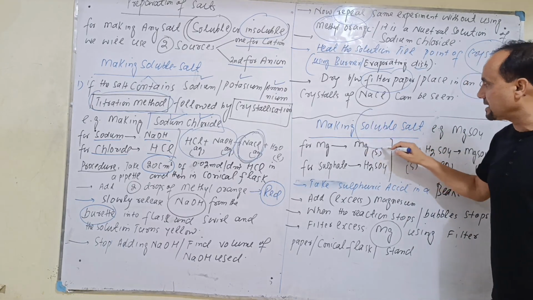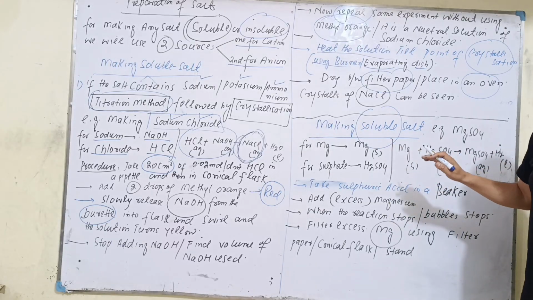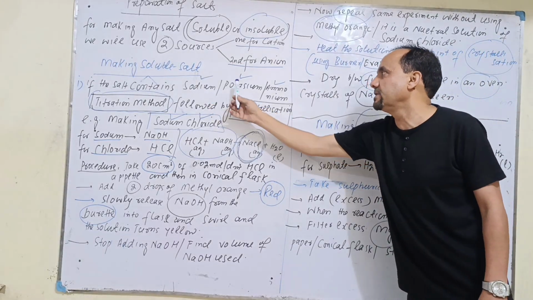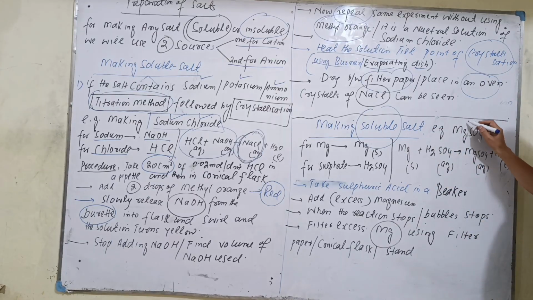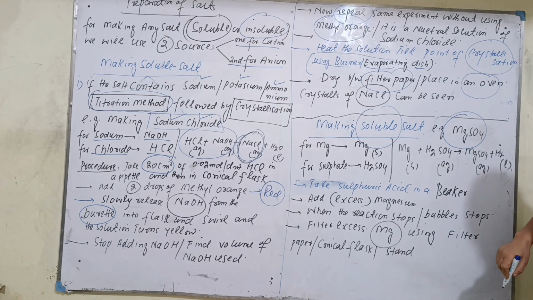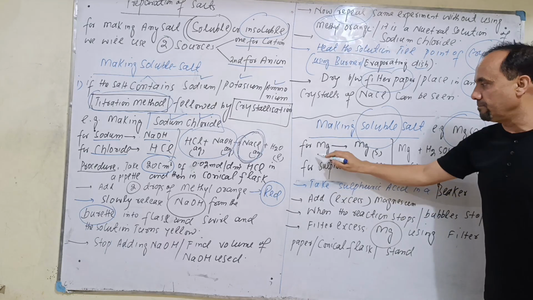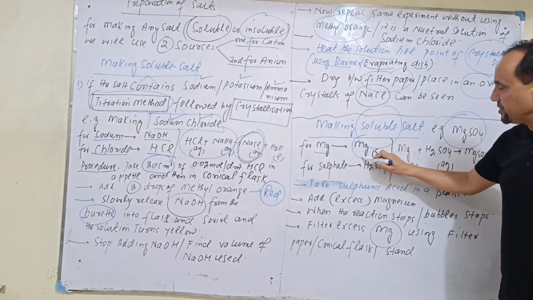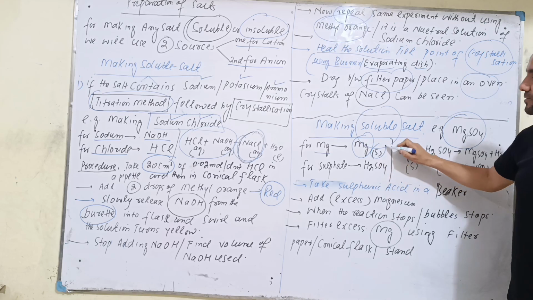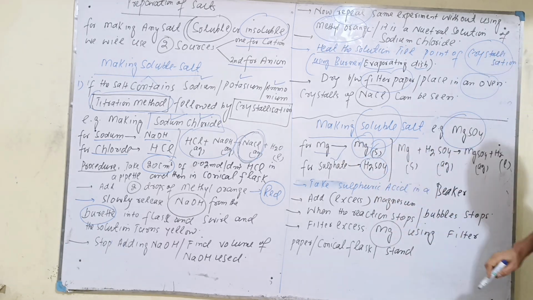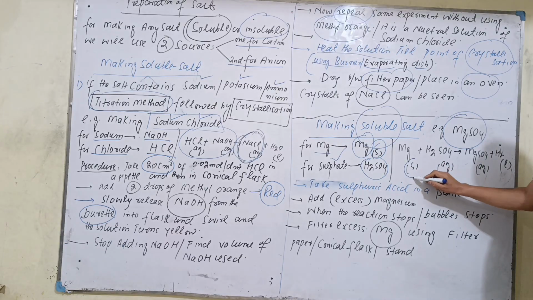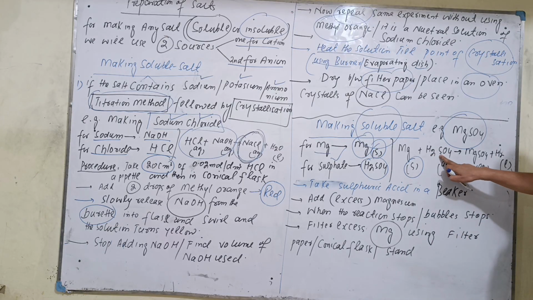Making soluble salt without titration. If the salt doesn't contain sodium, potassium and ammonium, then we will use this method. For example, we are going to make magnesium sulfate. So we will use magnesium to get magnesium, and magnesium is a metal, so it's in the solid form. We will use sulfuric acid for sulfate. This is the reaction. Magnesium is in the solid form.